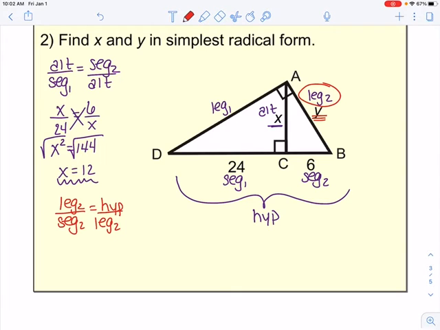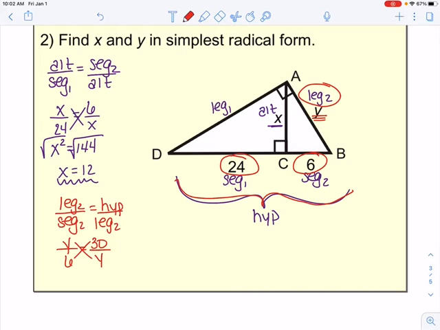Okay, so again, leg 2 from the picture is y. Segment 2 in this case is 6. And now our hypotenuse. Our hypotenuse is the entire side here. So I'm going to have to add 24 and 6 together for an answer of 30. And again, leg 2 is y. So again, I'm going to cross multiply and solve.